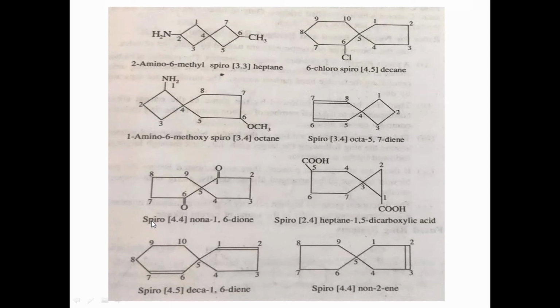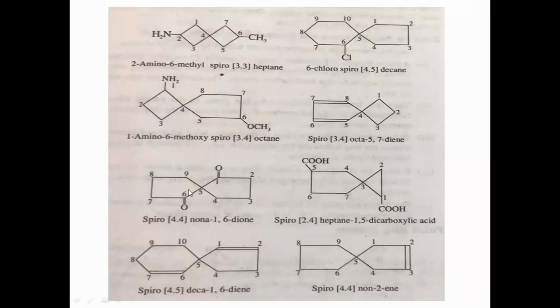So see, if the substituents are present, they are indicated before the prefix Spiro. You have to remember. Means these are the substituents. So we have to write the substituent before the Spiro word. And we have to arrange them alphabetically with respective numbers.